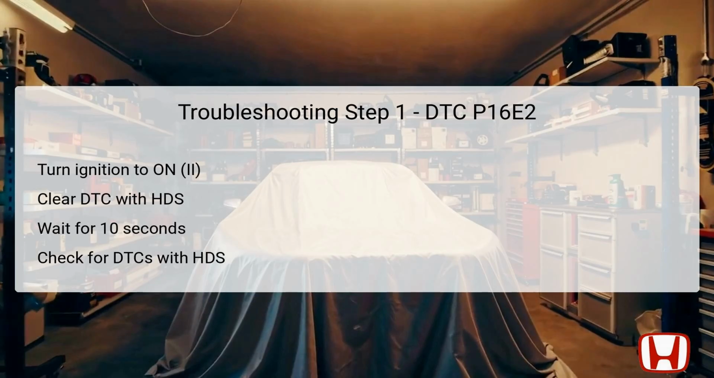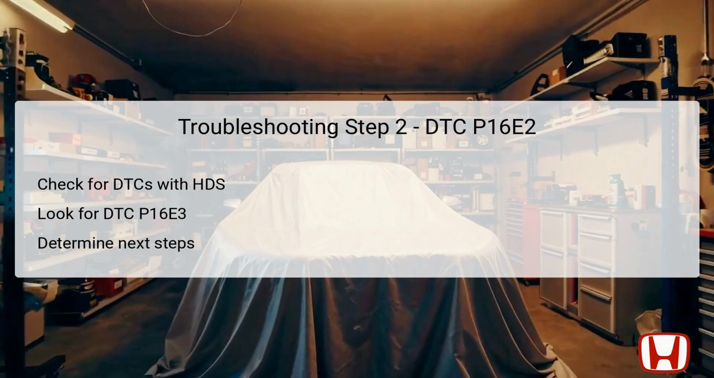If DTC P16E2 is still indicated, it confirms that a failure is present in the communication system. If it doesn't show up, it may signal an intermittent failure that could be related to poor connections or loose terminals in the circuit. For Step 2, once again, check for any pending or confirmed DTCs with the HDS. This ensures you're aware of the full scope of issues affecting the vehicle.